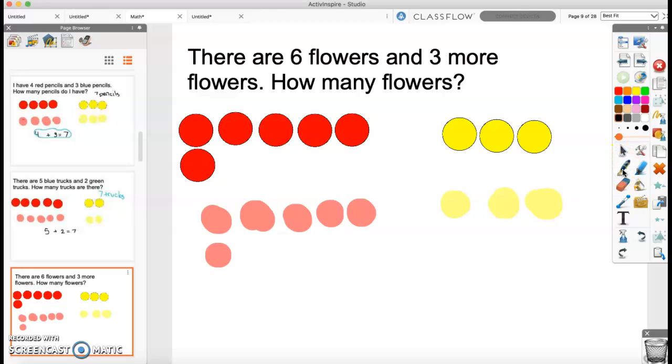So, after I draw my model, what am I going to do next? If you said write the numbers, you are correct. So I have 6 flowers that I started with, plus how many more? If you said 3, you are correct. I have 3 more flowers. What comes next? If you thought it was an equal sign, good job. Now we have to figure out our answer. So how many do we have altogether?